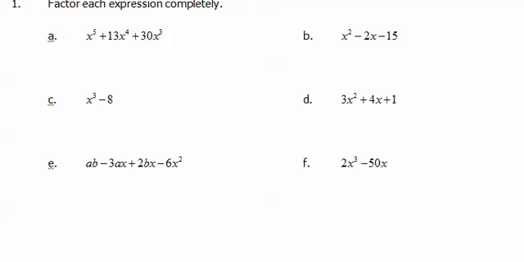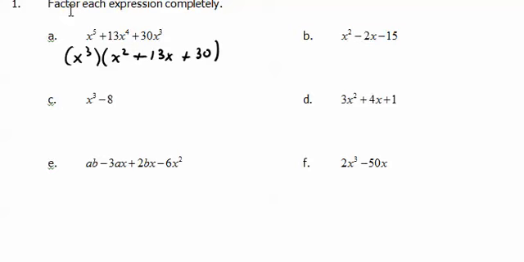Okay, guys, let's do some factoring. Well, what's our first rule? Look for the GCF. Sure enough, there's a GCF in A of x to the third. So I'll factor out the GCF, and I'm left with x squared plus 13x plus 30.